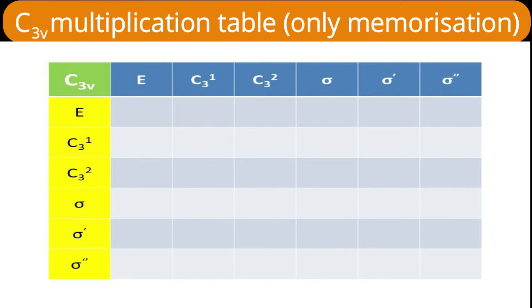Here is a skeleton of the C3V multiplication table. At the upper left corner, in the green cell, the C3V point group is represented. In the upper row, the blue row, all 6 operations are represented. And in the left column, the yellow column, all 6 operations are represented. Let us pay attention to all 6 operations. First one, identity, means do nothing. Second one, C31, rotation by 120 degrees. Third one, C32, rotation by 240 degrees.